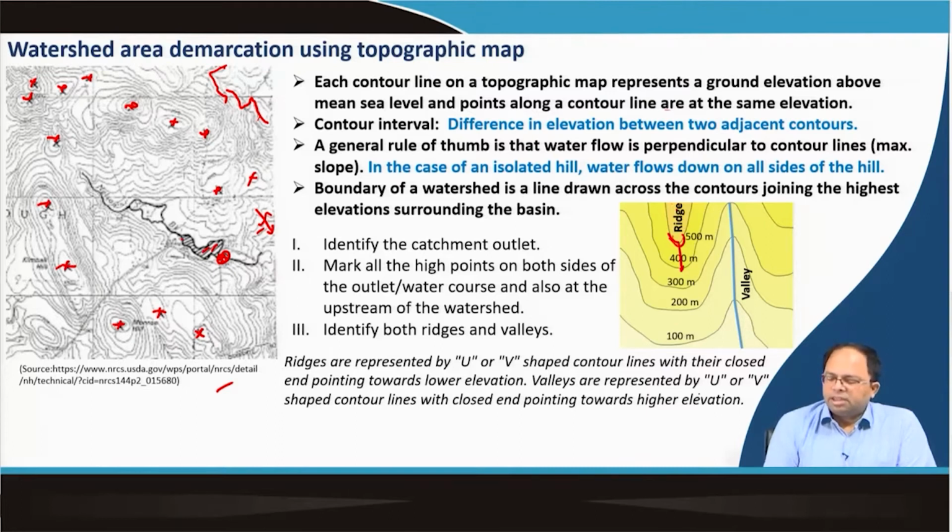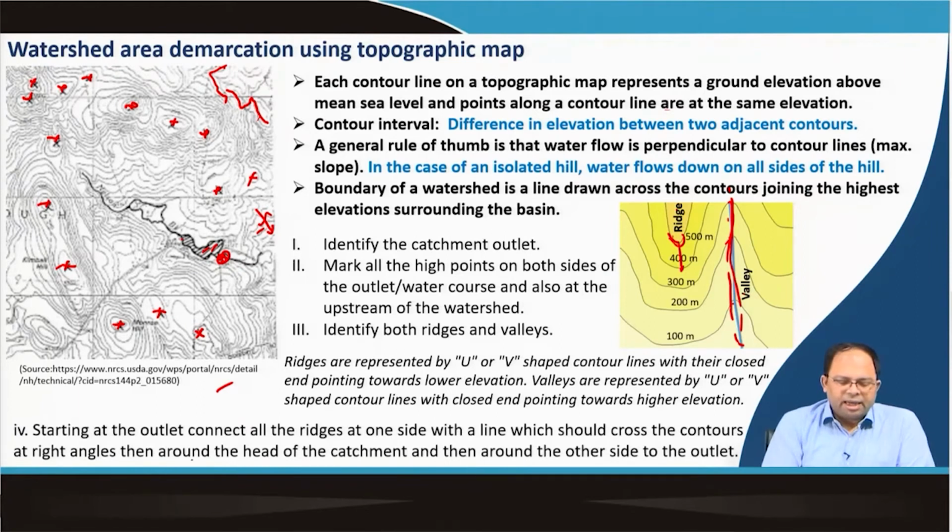Similarly, valleys are represented by U or V-shaped contour lines with closed end pointing towards the higher elevation. So, in this case, if this is a valley, the closed end will point towards the higher elevation. And as I told you earlier, in a particular area, even if it is mostly flat terrain, there will be some contour differences. The trunk lines are laid along the valley like this. So, that is the idea. This is the lowest point along which the trunk lines are taken, and all branches connect to that point.